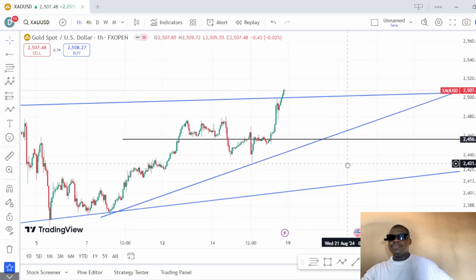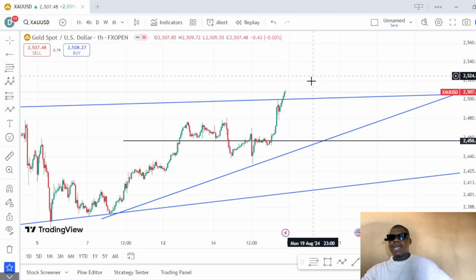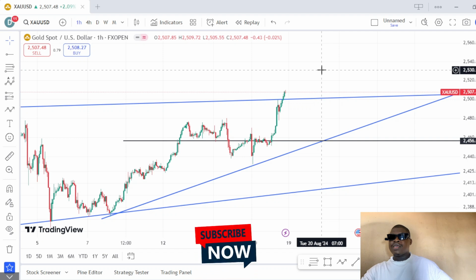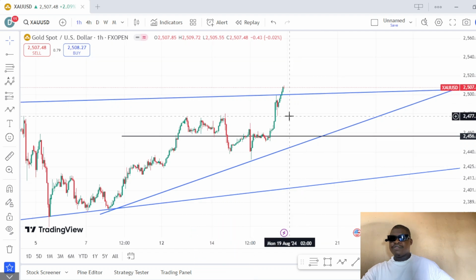But if the price decides to continue the bullish move, we have to wait for the market to give us a potential buy opportunity, like create a retracement somewhere around there before we can take a buy opportunity. But for now, we have to wait for the market. By Tuesday, we shall know what the price wants to offer.